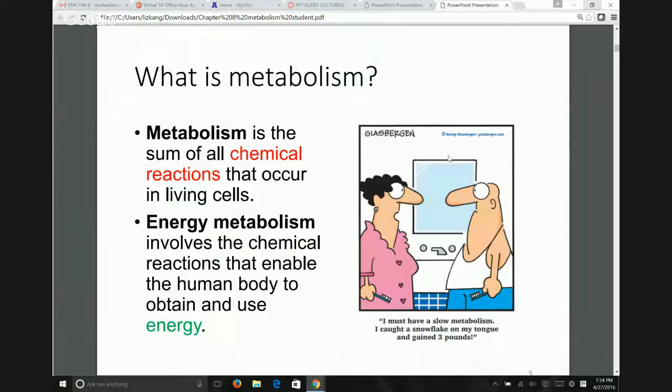Metabolism. I explained to you what that means at the beginning of the semester, so I don't know if you remember. Dr. Wingren also talked about it in class: the chemical reactions, the chemistry that happens in our body, is metabolism. And when that chemistry happens to get energy, it's energy metabolism.